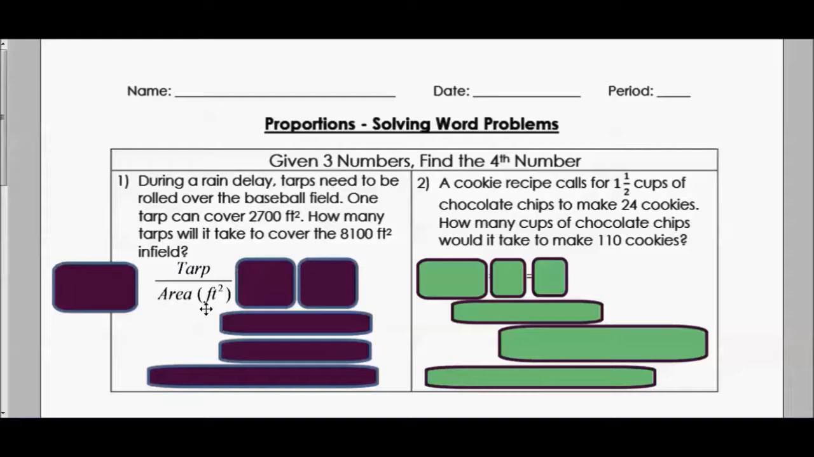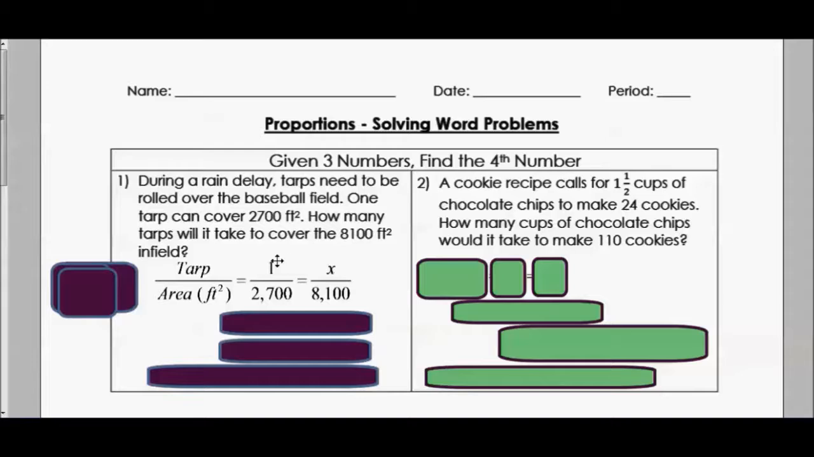A lot of the times we want to look for the units because that gives away what a number means. Feet squared always means area here, so we actually can write that either way. So the first relationship they give us is that one tarp covers this much. One tarp covers 2,700 feet squared. The second part, they tell us part of it. They tell us that we're trying to cover this much, but they don't tell us how many tarps we need. This is how we're setting up a proportion.